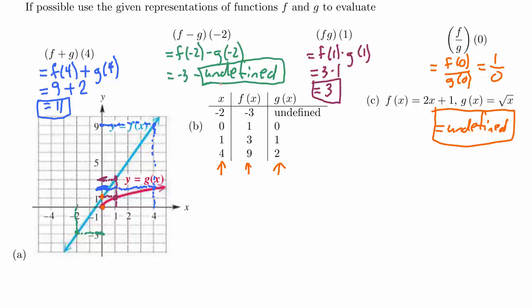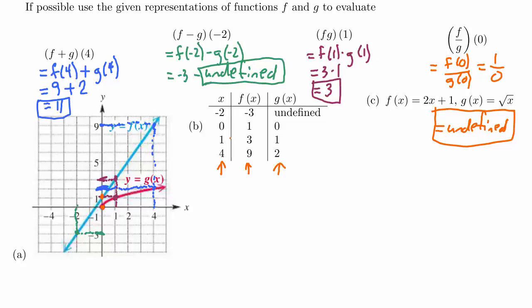Same thing here, f of negative 2 is negative 3 minus g of negative 2 is undefined. Therefore, this entire function is undefined. F times g of 1, well, f of 1 is 3 times g of 1, which is 1. So 3 times 1 is 3.